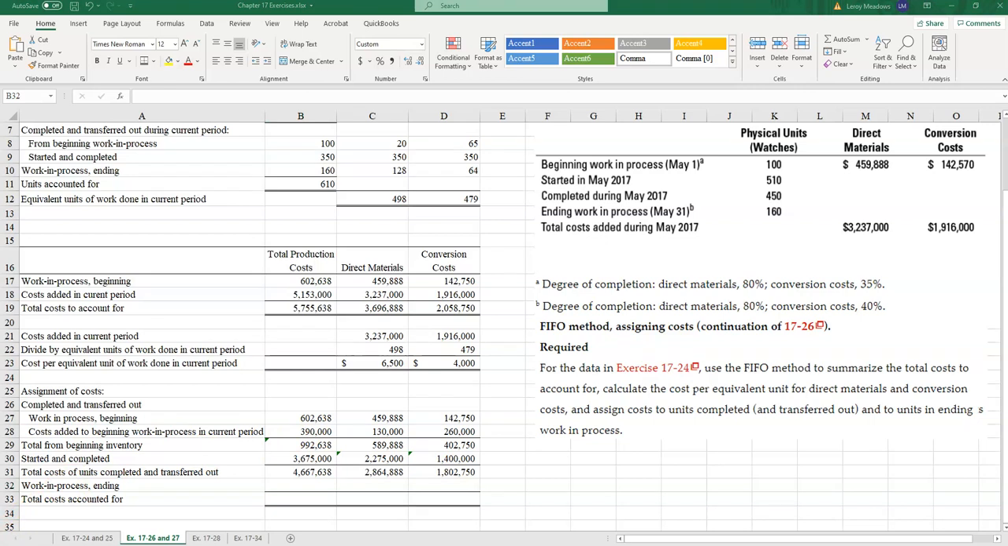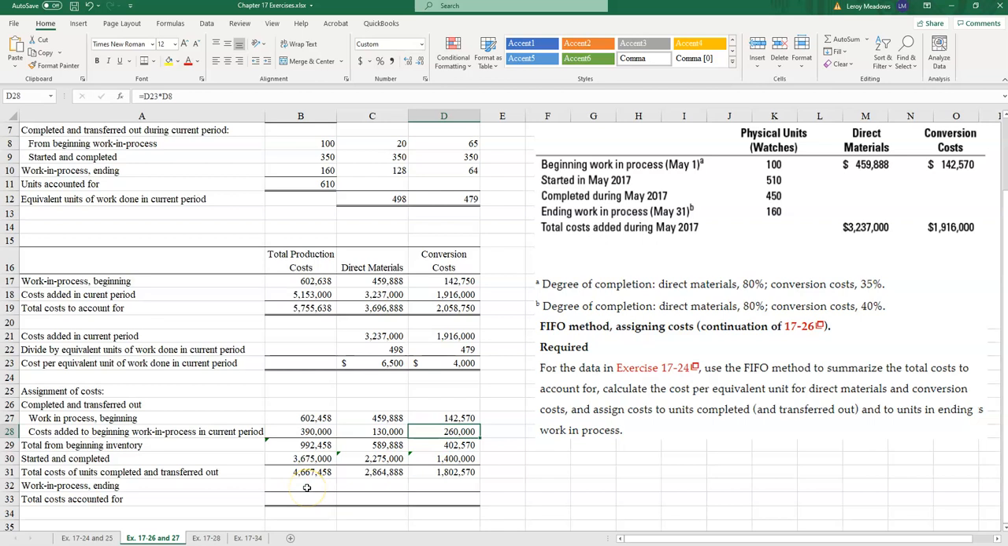Okay, and I do see where I made a mistake here. I transposed these numbers, which is why it's always good if you're going to use Excel to relate all these different cells together by using cell functions and stuff like that. So I put 142,750 here instead of 142,570. So 142,570, and that's the number I'm looking for. 4,667,458. So now everything is back to normal and the way it should be. So now that's the total cost of units completed and transferred out.